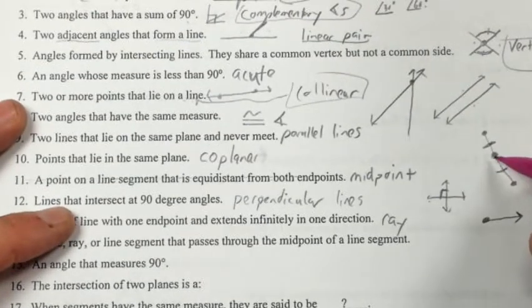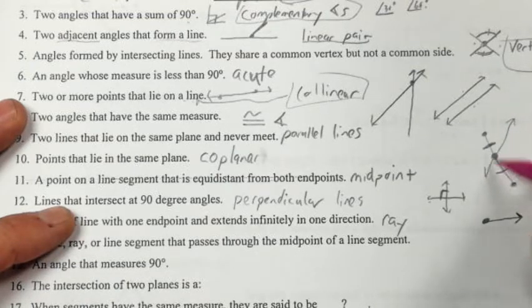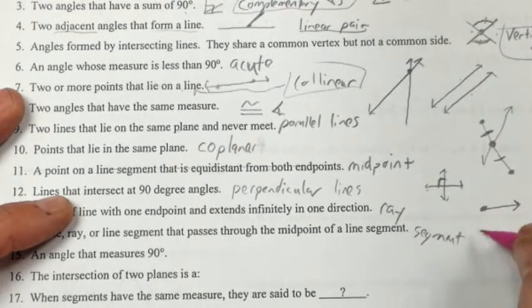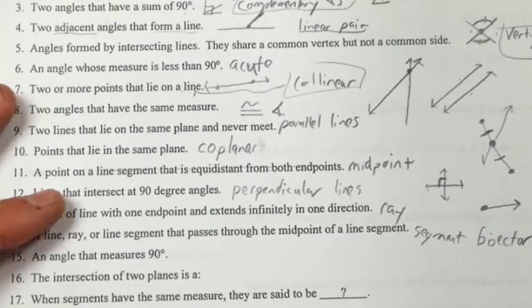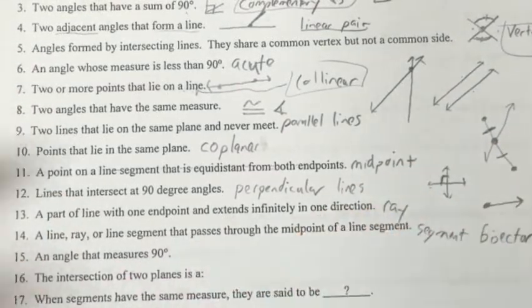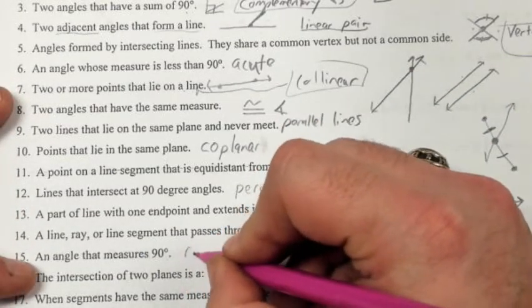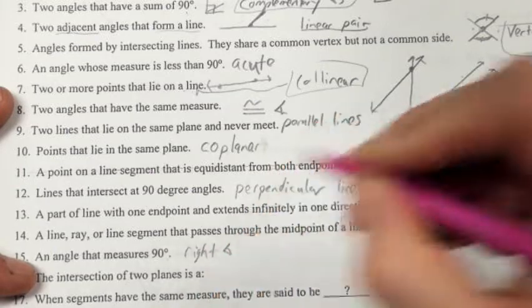A line, ray, or line segment that passes through the midpoint of a line segment. So let's go over here and take this midpoint we had earlier. If I have a line, a ray, a segment, anything that goes through that midpoint, this thing is still cutting this line segment in half, and so we're going to call that a segment bisector. Now, an angle that measures exactly 90 degrees is a right angle.